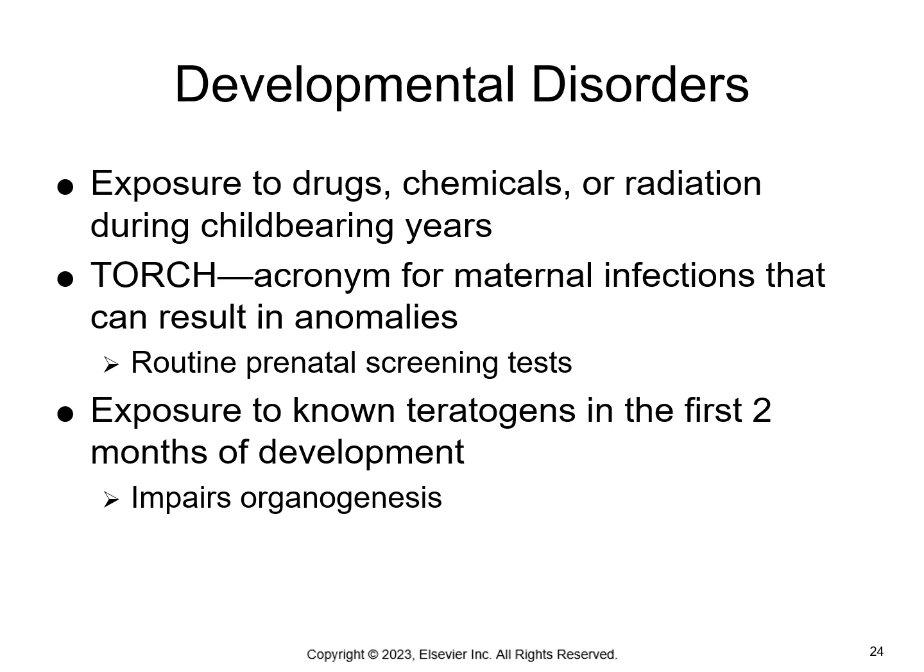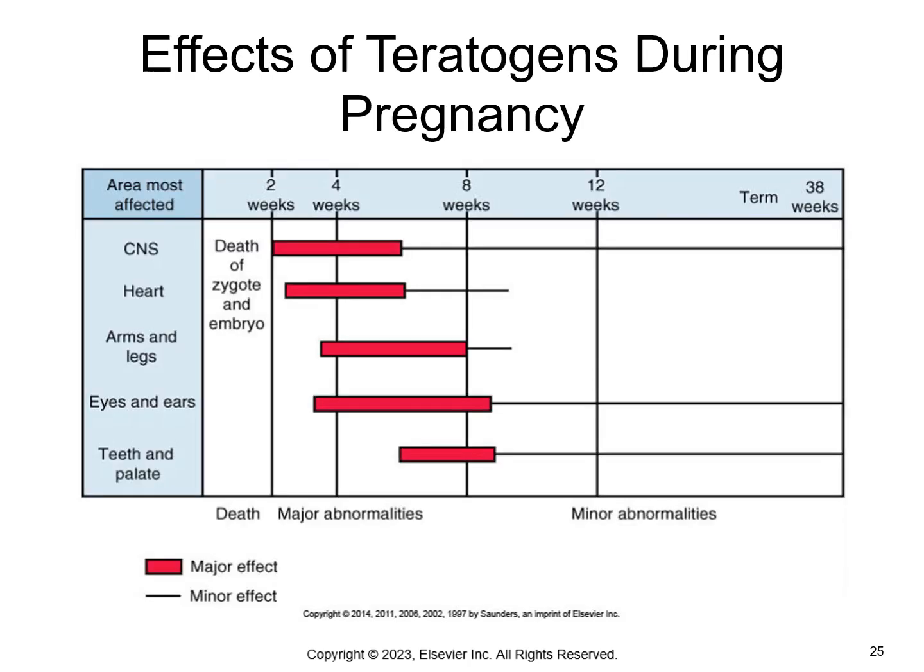Exposure to harmful influences in the first 2 weeks of embryonic life usually does result in death of the embryo or miscarriage. The first 2 months of development is the most critical, and exposure can impair organogenesis, which is the formation of important body structures. Here's some effects of the teratogens during pregnancy. You can see this on page 578.